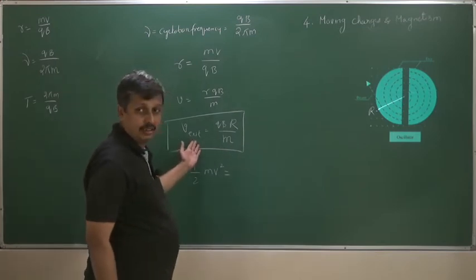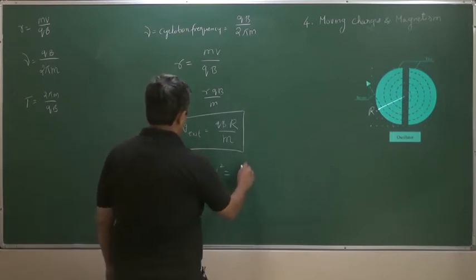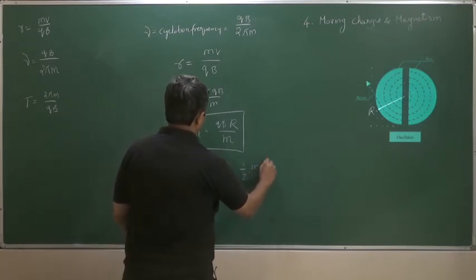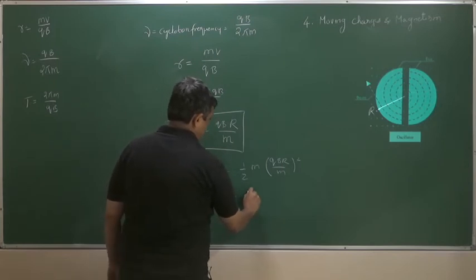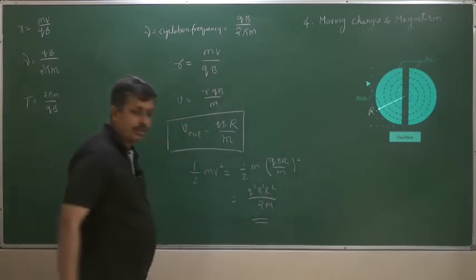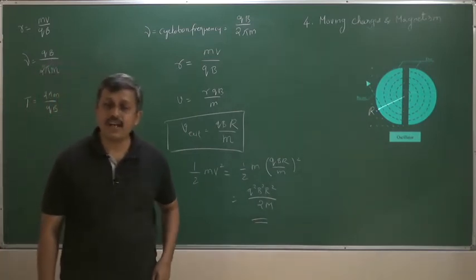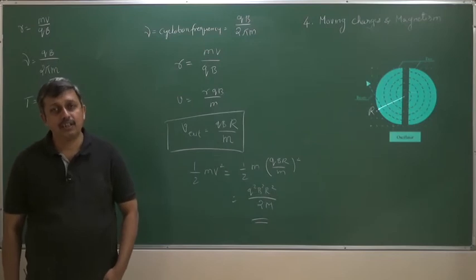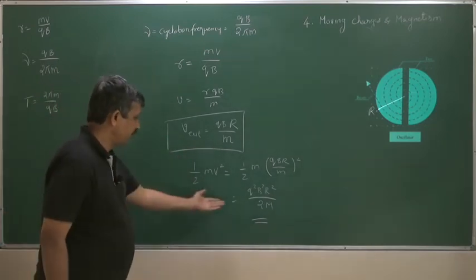So by looking at what is coming out here, this is basically V exit. So we can say half into m into (qBR/m) whole square, which is nothing but q square B square R square by 2m. This is nothing but the kinetic energy of the ion that is coming out of a cyclotron. So if you are asked to find the kinetic energy of the charged particle that is coming out of a cyclotron, this is what it is.